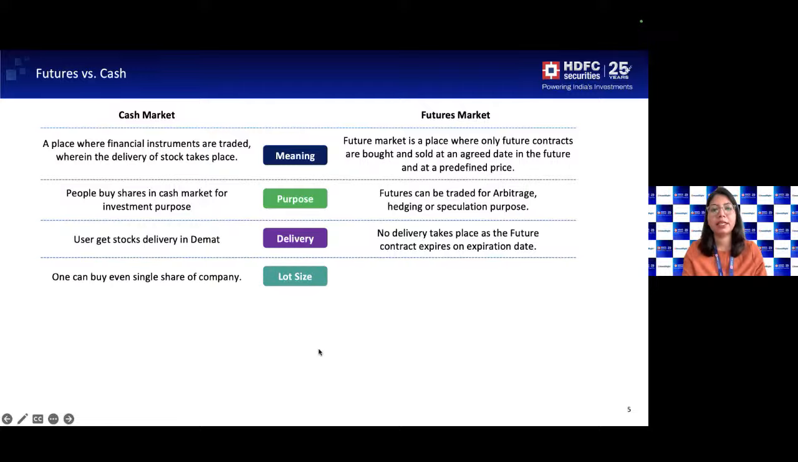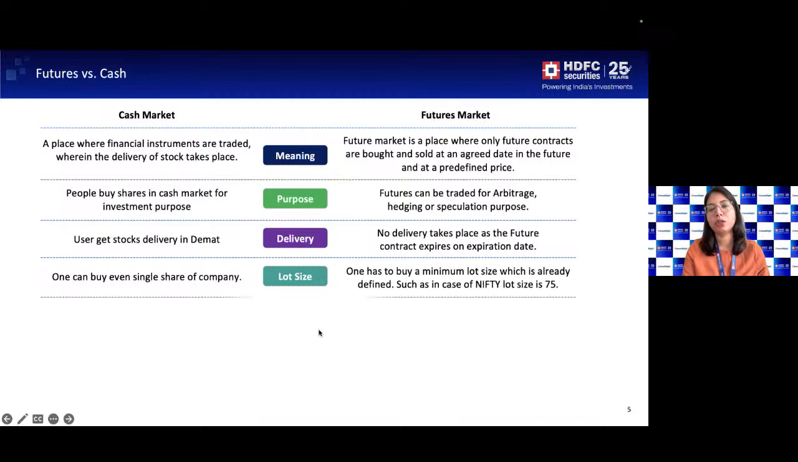Next is the lot size. Now in the cash market you can even buy one stock, right? Or whatever quantity you want to buy. But in F&O, in futures, or even in options, there are certain lot sizes specified as quantity. Whenever you want to participate in any contract, there are certain lot sizes. So for example, for Nifty, the lot size is 75, right?